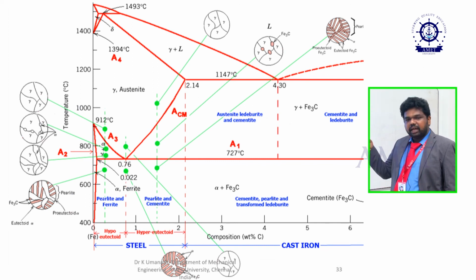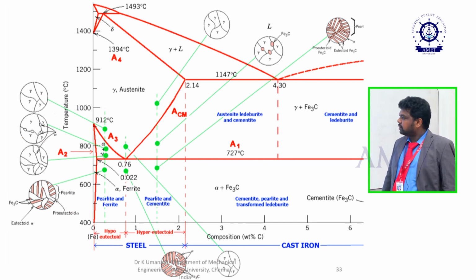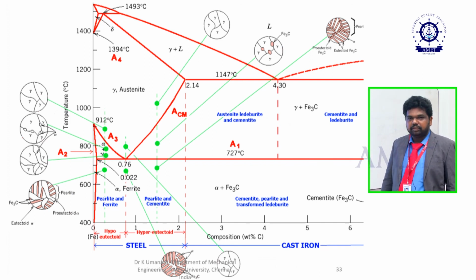So why do high carbon steels have more strength? Because of hypereutectoid. Why? Because in hypereutectoid, more cementite formation occurs in the steel structure. So these are the various microstructures of the iron carbon diagram.